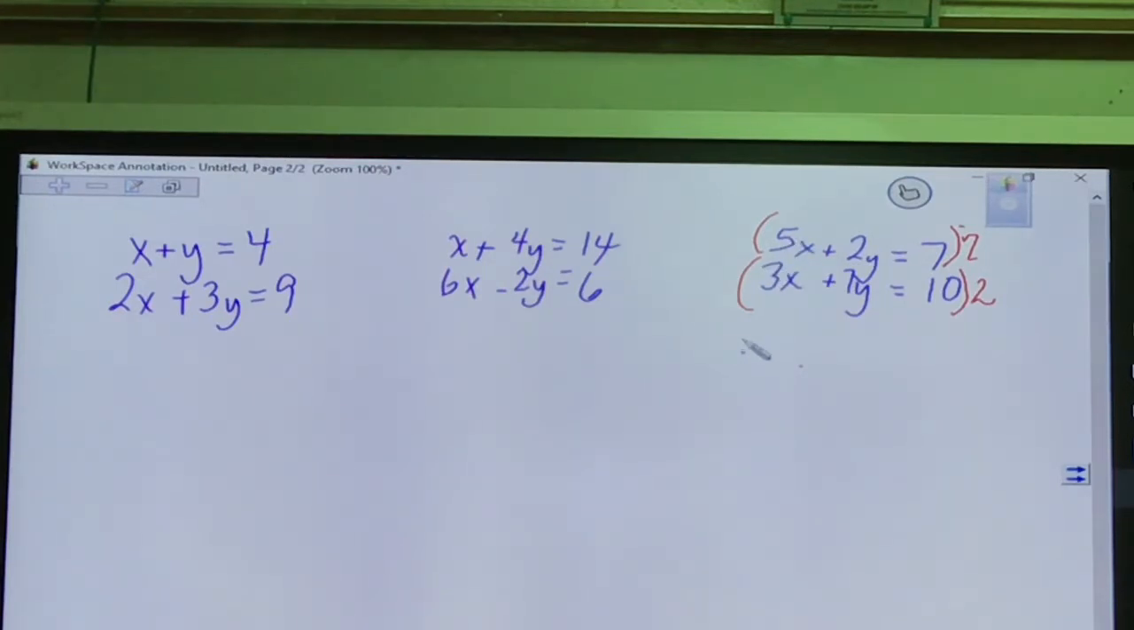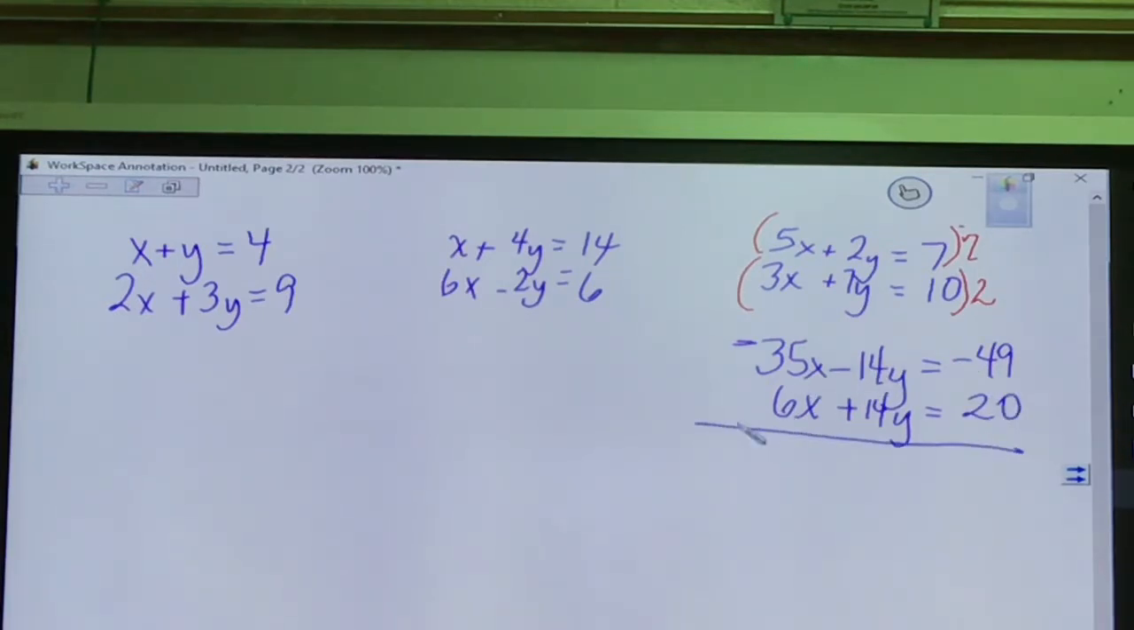All right, 35x. Oh, I'm going to switch back to blue. Sorry, I couldn't take the pressure. So I went with the minority. Negative 35x minus 14y equals negative 49. Then 6x plus 14y equals 20. Now, I'm going to add these two together.